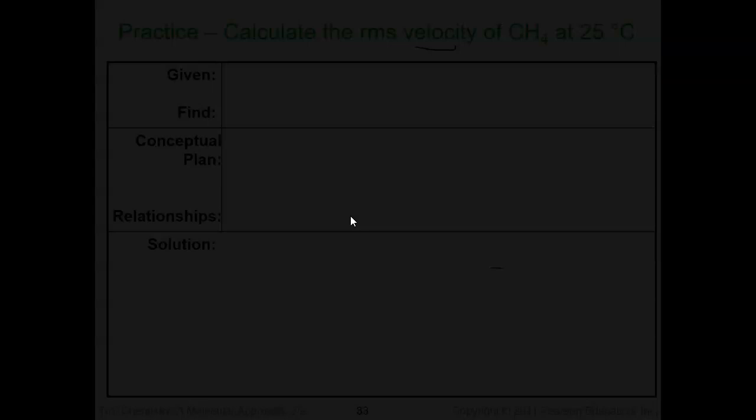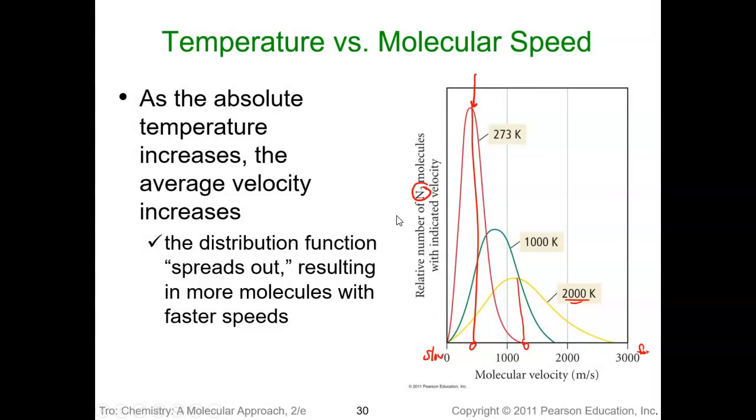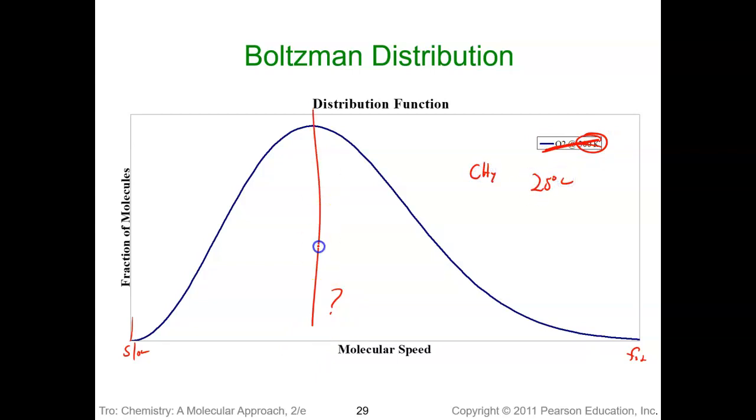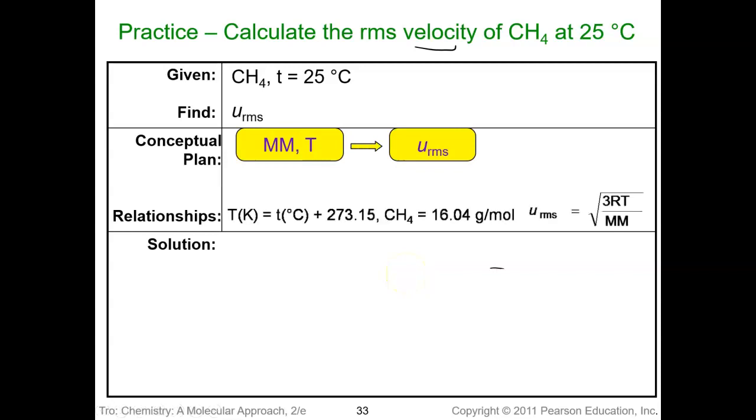Okay, so let's use this example to calculate the root mean square velocity of methane at 25 degrees Celsius. If this was methane and this was 25 degrees Celsius, how fast would it be moving, right? That's what we're going to try and do, using the root mean square method. Okay, so here is our formula.